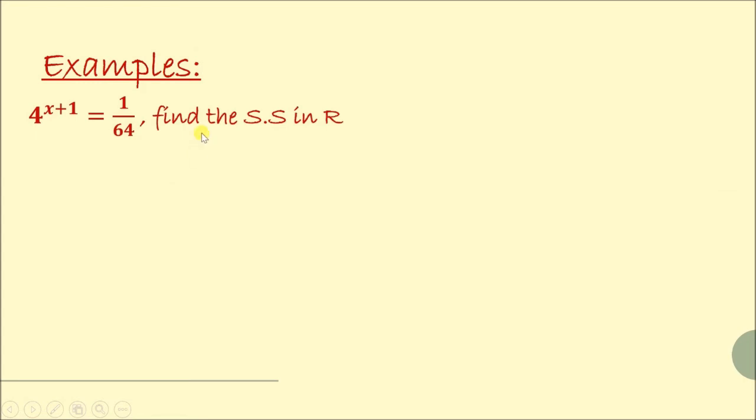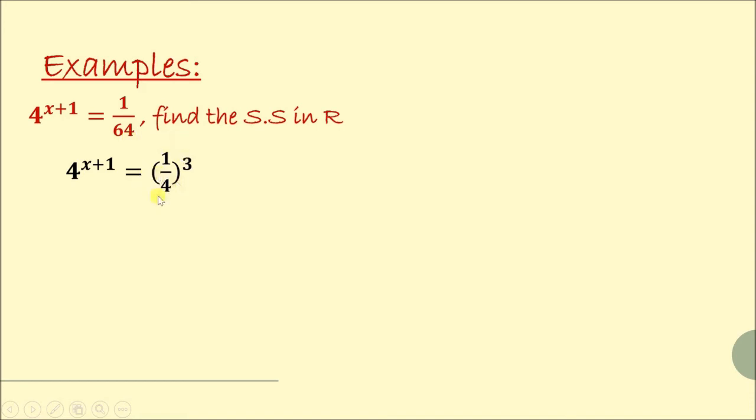Let's see an example. Here, I have 4 to the power x plus 1 equals 1 over 64. Can I make the bases the same? Let's try. 4 to the power x plus 1, I will leave as it is, because I don't know how to change it. I take the right-hand side and try to make the base the same. I have 1 over 64, I can write 1 over 4 to the power 3, right? Because 1 to the power 3 equals 1 and 4 to the power 3 equals 64.